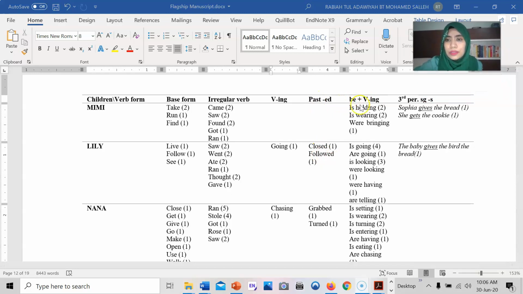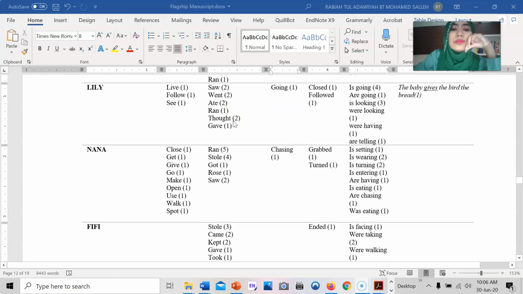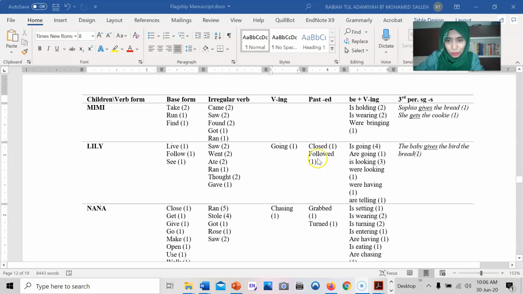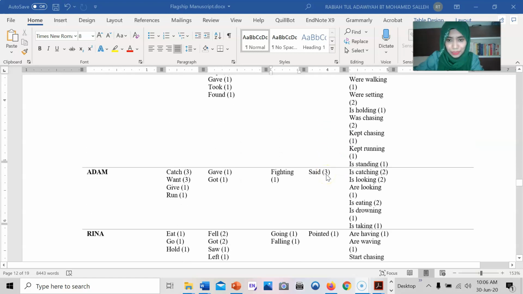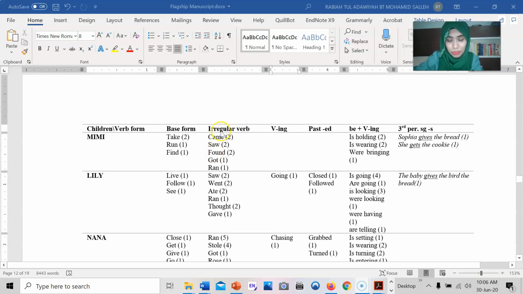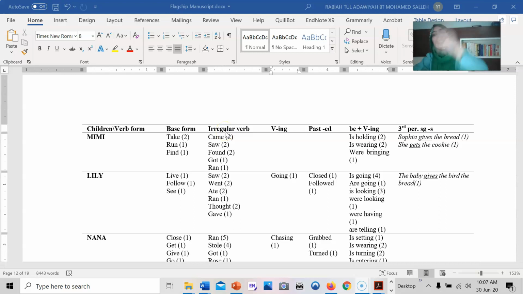Okay, right, be plus verb-ing, third person singular. So even in my research, you see that irregular verb. Only a few children use closed, followed, grabbed, turned, ended. But if you compare the number, the tokens of irregular verbs, how many irregular verbs they produce, they produce more irregular verbs compared to past tense -ed.